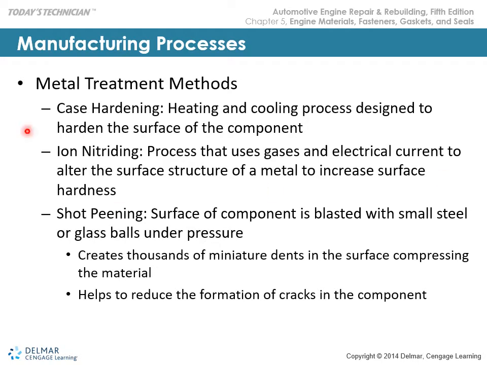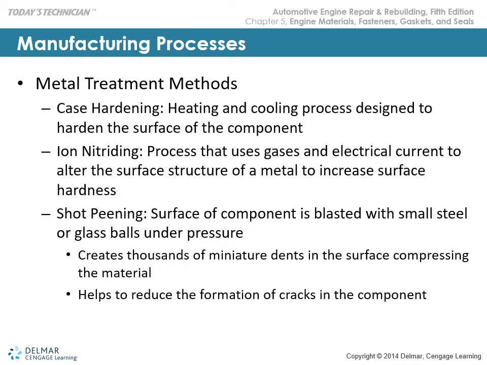Case hardening is an exterior process where your heat penetration is minimal so that we have the strength on the surface of the metal, if that's all that's required for that particular part. Ion nitriding uses gases and electrical current to alter the structure to increase the surface hardness. Shot peening is blasting with small metal or glass balls. It creates miniature dents in the surface, and it actually is a form of stress relief, so that all the other processes in machining and forging put stress into the metal, and shot peening will reduce stress and remove stress from that part.